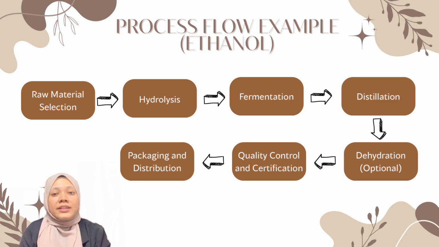Step 2, which is hydrolysis. If we use starch like corn, we need to break it into sugar. This is done by using enzyme, and the enzyme must be halal and not from the animals unless they are halal slaughtered. Step 3, which is the fermentation.